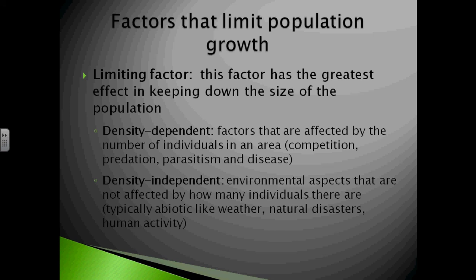Lastly, we have density independent factors. These are environmental aspects that are not affected by how many individuals live in an area. These are typically abiotic. They're non-living. So this could be weather, natural disasters. Think of tsunamis or hurricanes or tornadoes. These are density independent factors. It doesn't matter how big your population is. These are just factors that could decrease the size or the growth of a population.